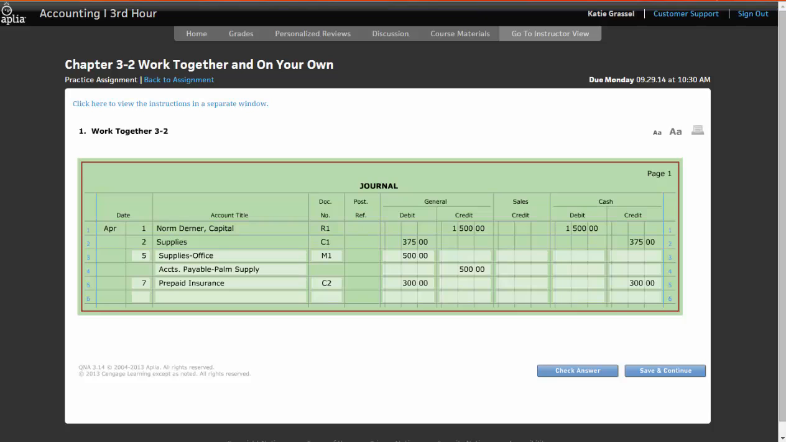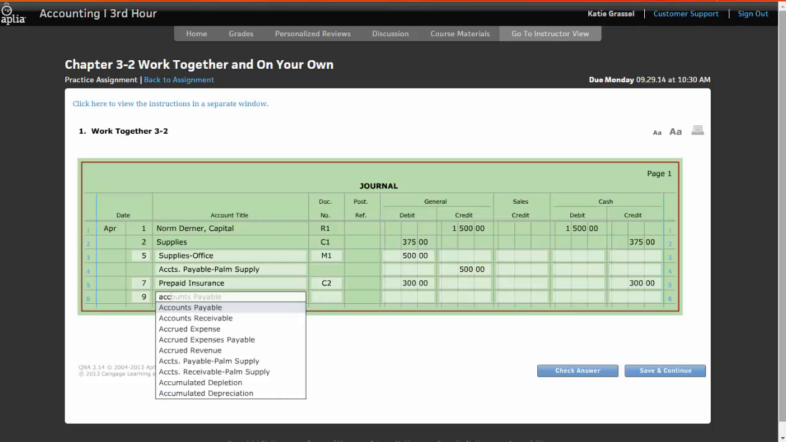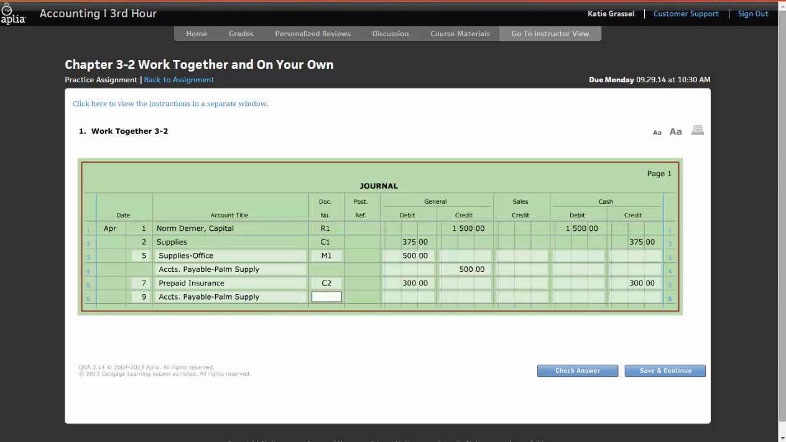And the 9th, paid cash on account to Palm Supply. Dylan, what two accounts are being affected? Correct. Do we have a special column that's being affected? Thank you. So what has to go in the account title? Correct. So I'm going to put the date in, the 9th. Accounts payable, Palm Supply, source document C3. And we know cash is being credited, so accounts payable, Palm Supply has to be debited.